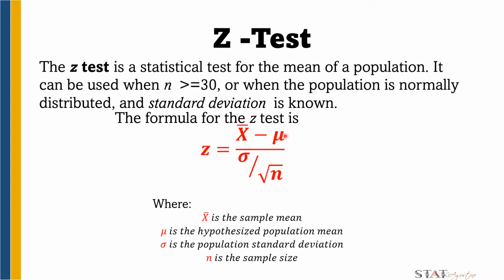The formula for the Z-test is Z computed equals x bar minus mu over sigma over the square root of n, where x bar is your sample mean, mu is the hypothesized population mean, sigma is the population standard deviation, and n is your sample size.